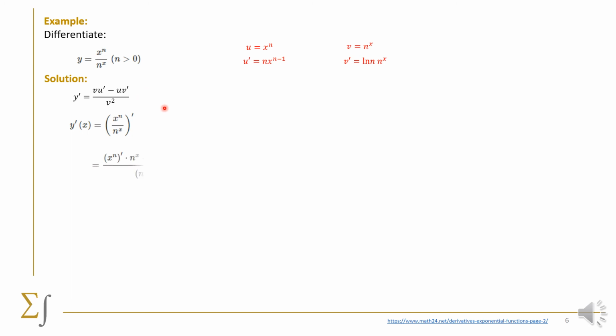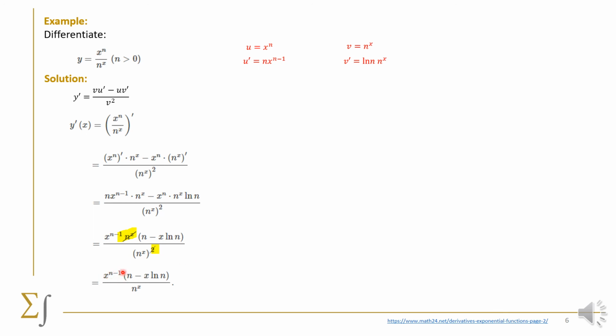We write it again, one more time. We're just showing you how the quotient rule is applied. Now we plug in the u prime and the v prime, and we take a common factor. So we have n^x taken as common factor, and we cancel it with one of the n^x in the denominator. So we will get x^(n-1) multiplied by a bracket. Inside it we have n minus x ln n, over n^x.